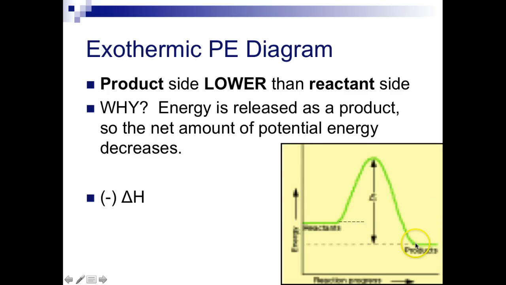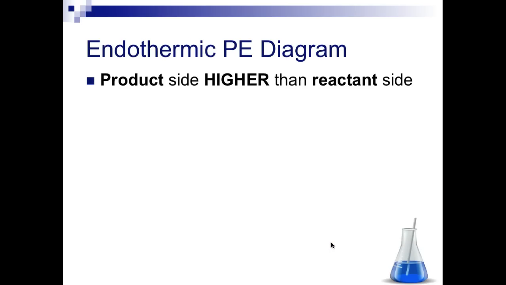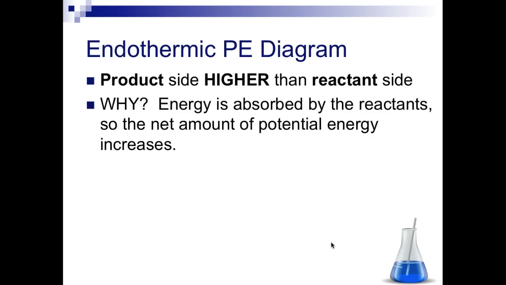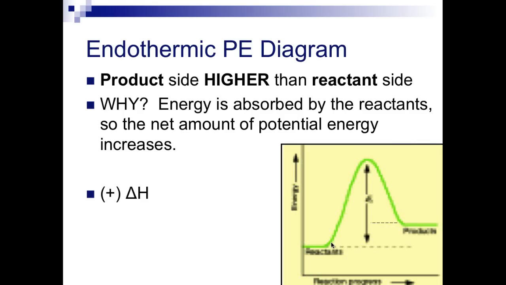So if we look at this, since our products are lower than our reactants over here, this is going to have a negative value, and so our delta H is going to be negative. That energy is the part that's released, that difference between our reactants and our products, and that is a negative value. So endothermic, the product side is higher than the reactant side, and that's because energy is absorbed by the reactants, so the net amount of potential energy increases. That's because the delta H value is going to be positive. And so if we look at a graph and we look at that potential energy difference, that is what is being absorbed, so that's why it's a positive value.